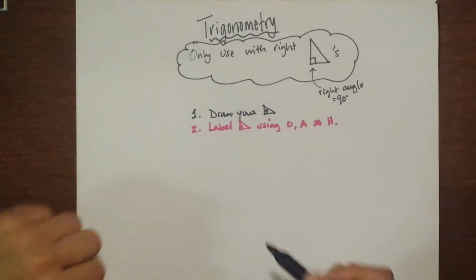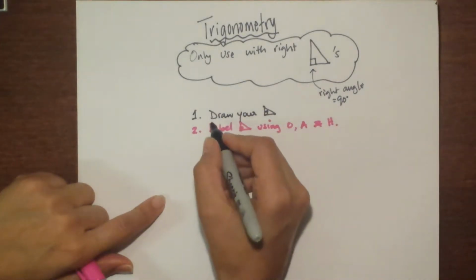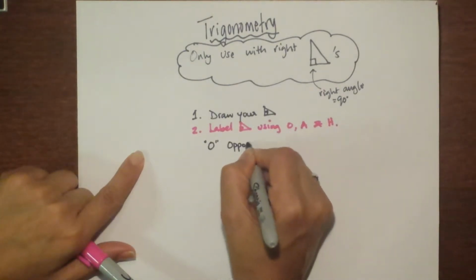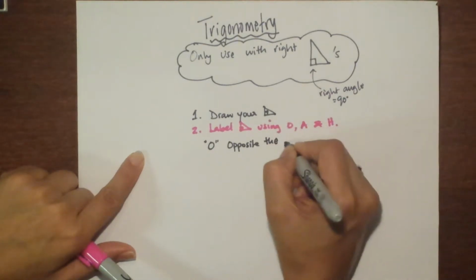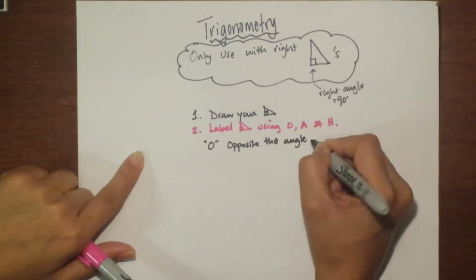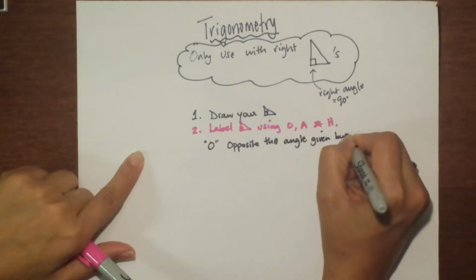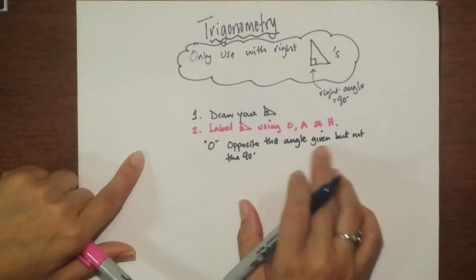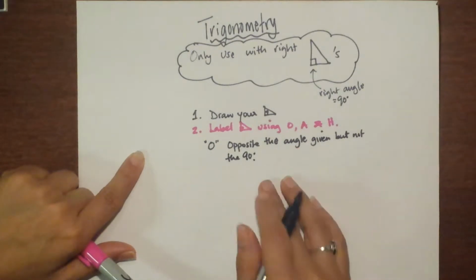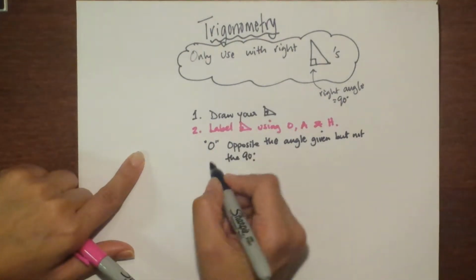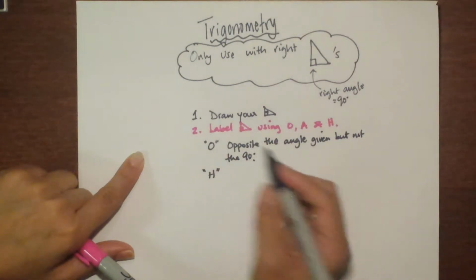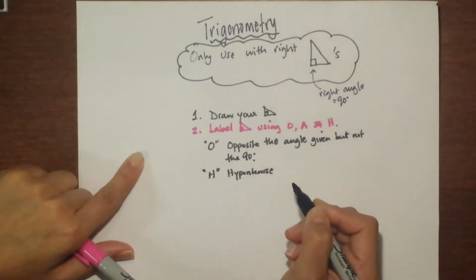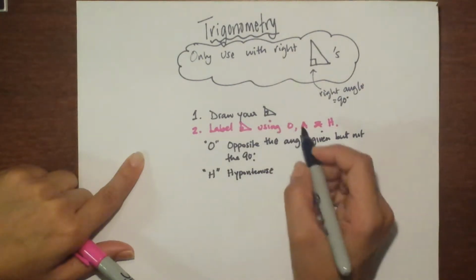So right here on number 2, we're just going to explain. O means opposite the angle, the angle given, but not the 90-degree angle. You're going to know what that is as soon as you start labeling triangles. H, you already know what H means. It means hypotenuse, and that's always the longest side.